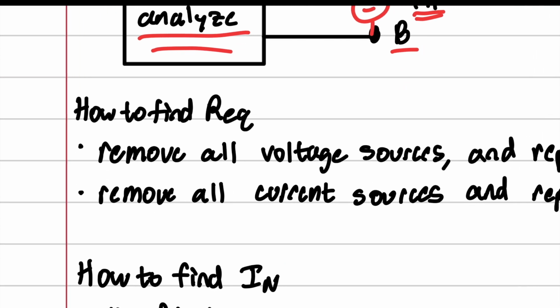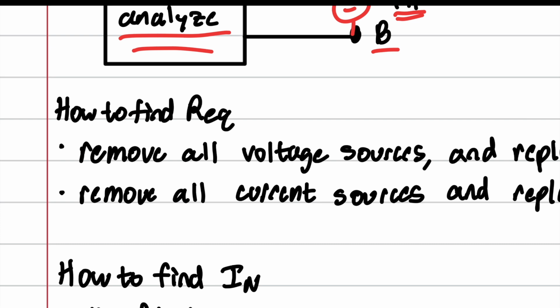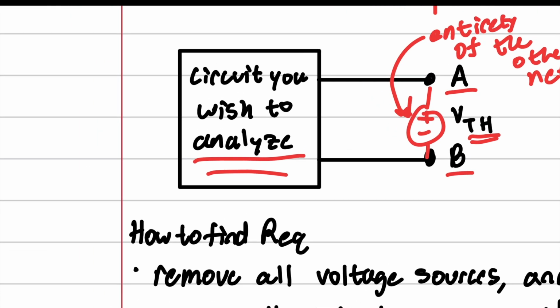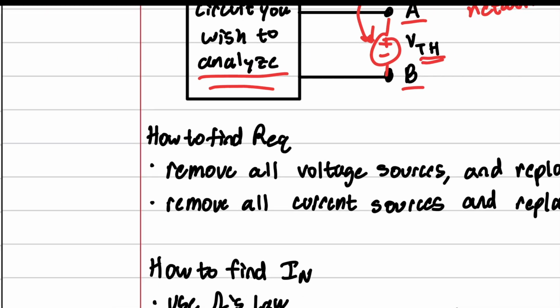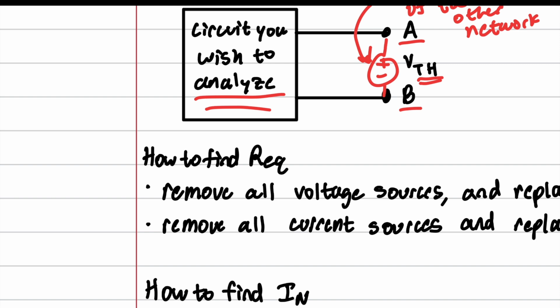Now, how do we find R equivalent? We were able to find R equivalent in purely resistive circuits with just one power source and a bunch of resistors. But what if this network that we wish to analyze, this box right here, actually had multiple power sources, multiple current sources, and stuff like that? You can't just apply our parallel and series rules yet. So you have to actually remove the voltage sources and remove the current sources. I don't really know the theory behind this. I'm just telling you how to do it.